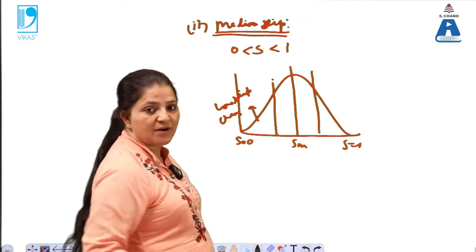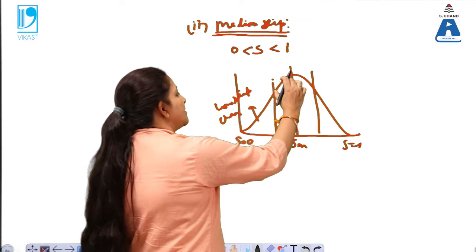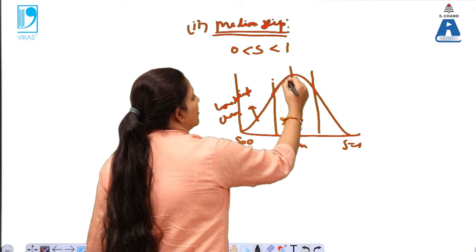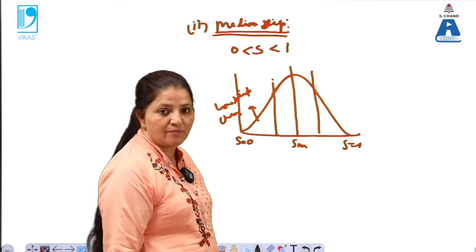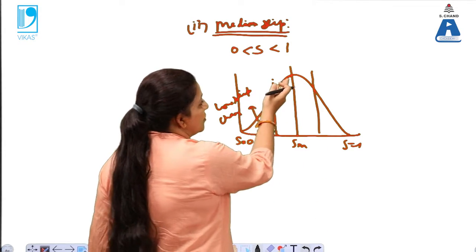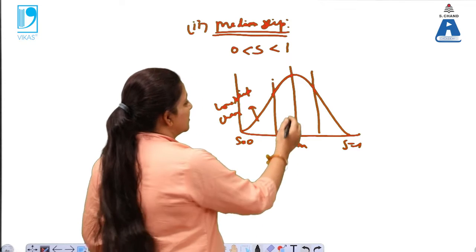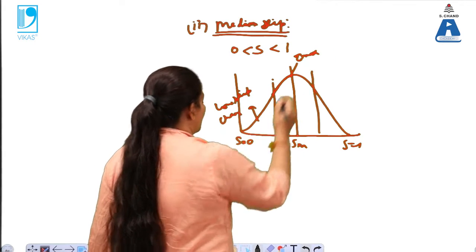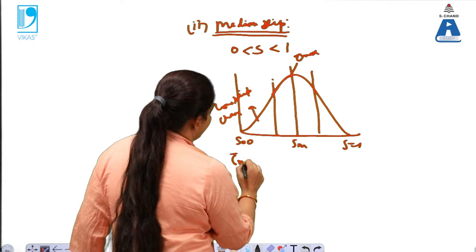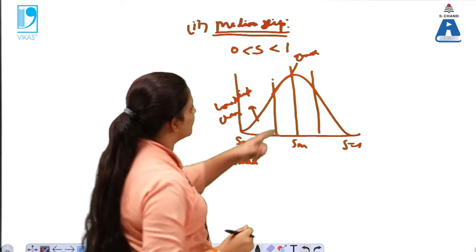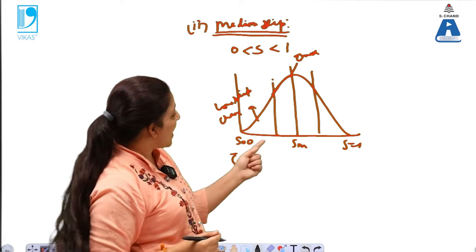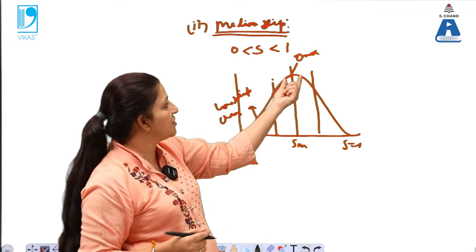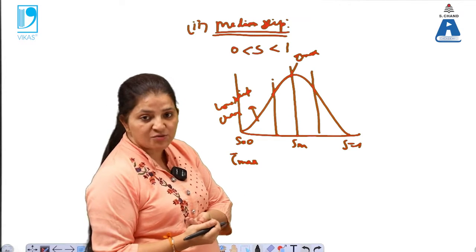Now in the medium slip characteristics, in this portion, as the slip goes on increasing, the torque attains its maximum value. It goes on increasing, and at this point the torque is maximum, which is denoted by tau maximum. So as the slip goes on increasing, the torque increases and reaches its maximum value.